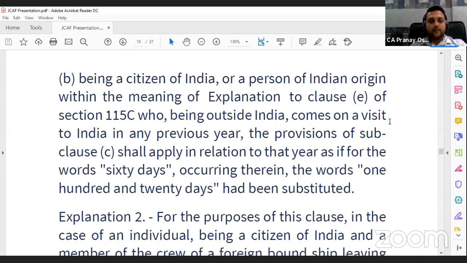Explanation number 1B. Being a citizen of India or a person of Indian origin within the meaning of explanation to clause E of section 115C, being outside India comes on a visit to India in any previous year, the provisions of subclause C shall apply in relation to that year as if for the words 60 days occurring therein, the words 120 days had been substituted.